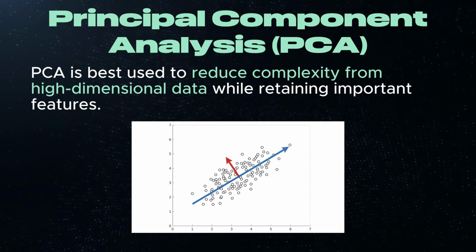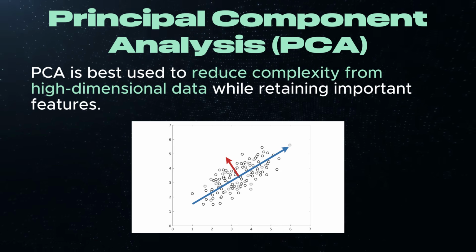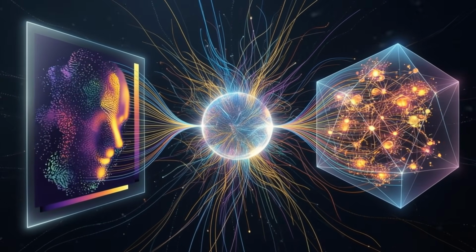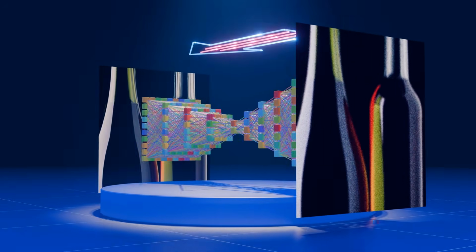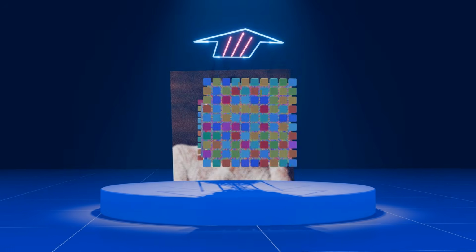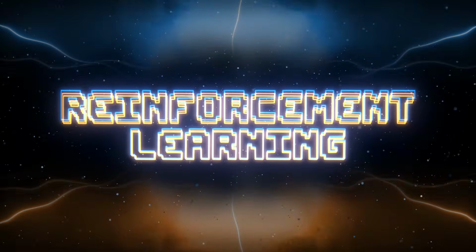PCA is best used when you have high-dimensional data and need to reduce complexity before feeding it into another model, or when you want to visualize high-dimensional data in 2D or 3D. It's widely used in things like image compression. If your data has too many features and your model is struggling, PCA is often the first tool to reach for.